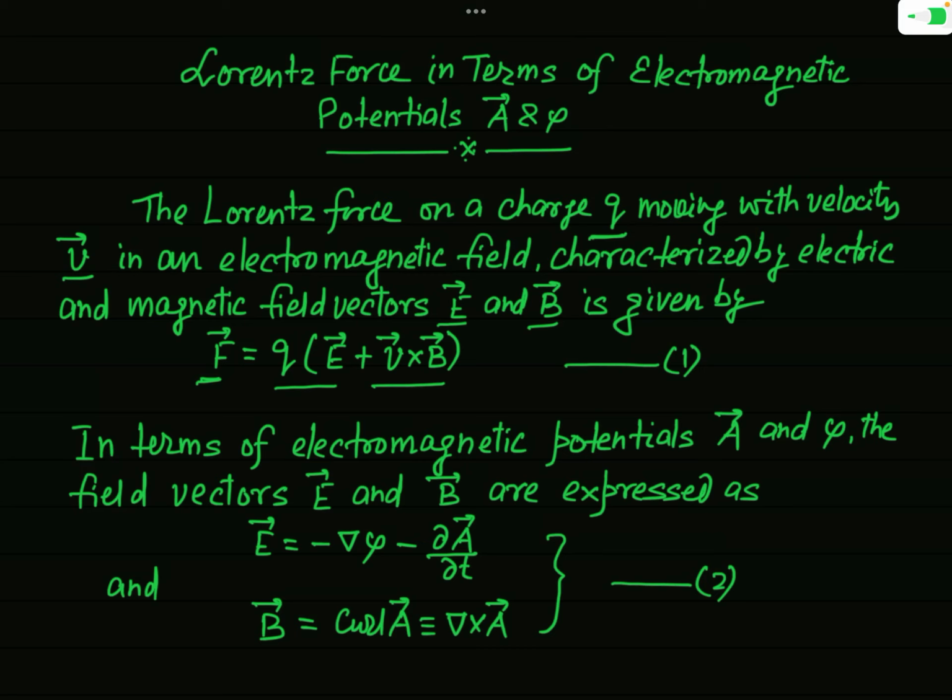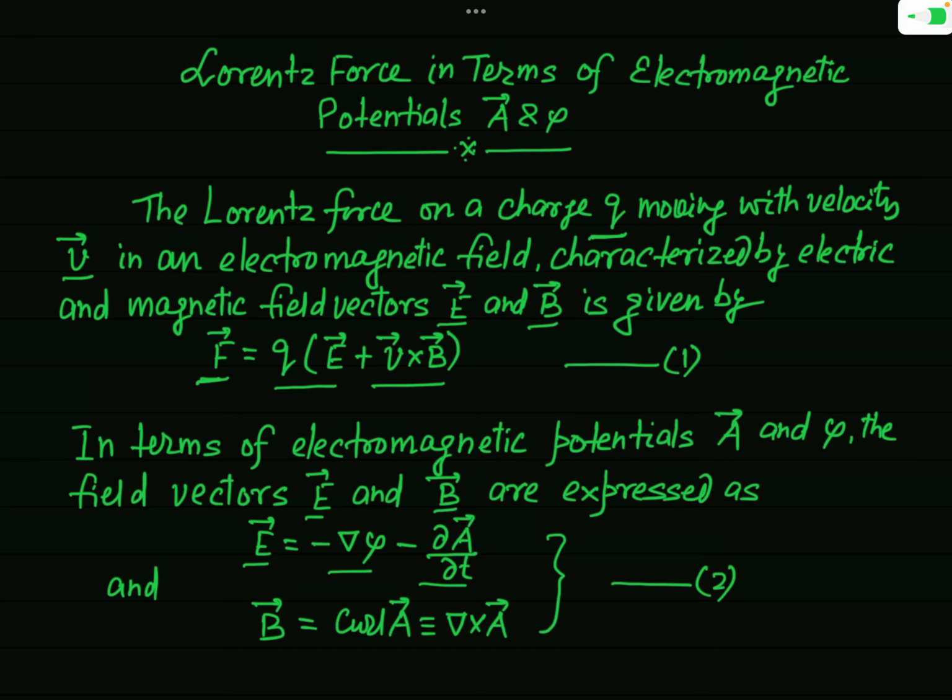But as I have told you, the aim of today's lecture is to express this Lorentz force F in terms of the electromagnetic potentials A and phi. You have learnt in the previous lecture how the field vectors E and B can be defined in terms of A and phi. The electric field vector E is given by minus grad phi, and grad phi is written as del phi. So E is equal to minus del phi minus del A by del t. You have studied these things.